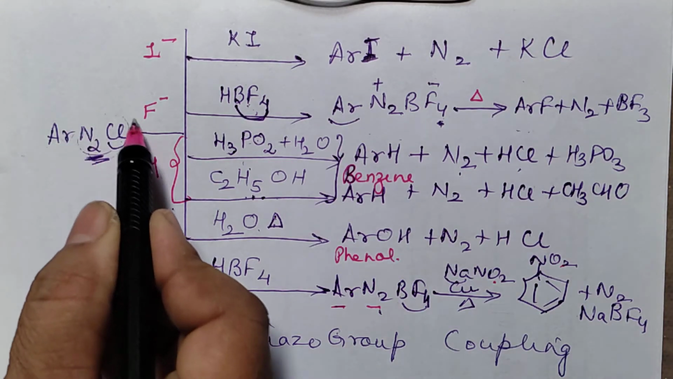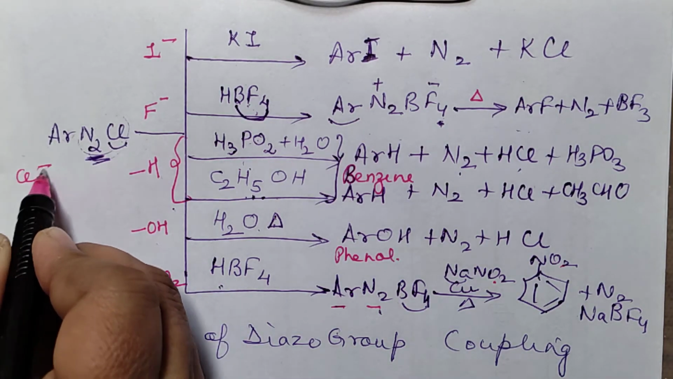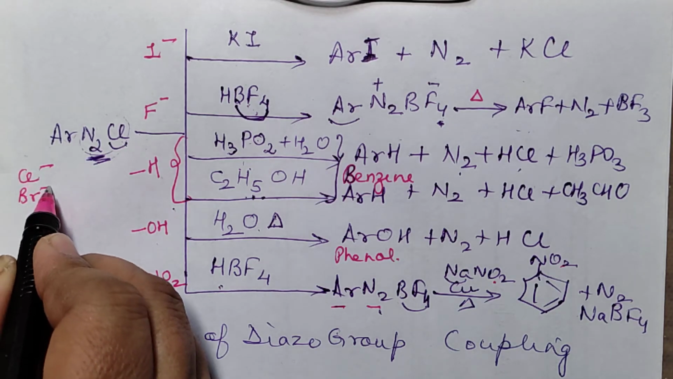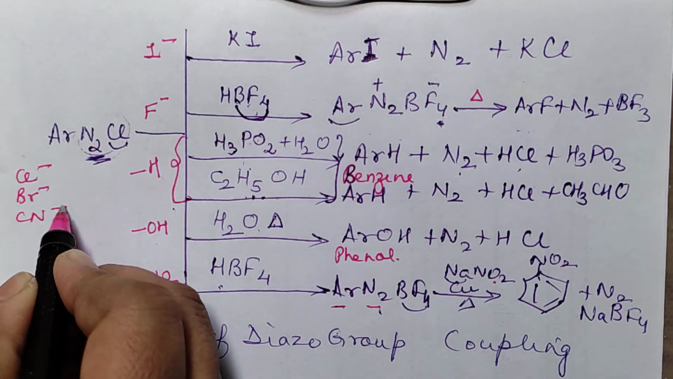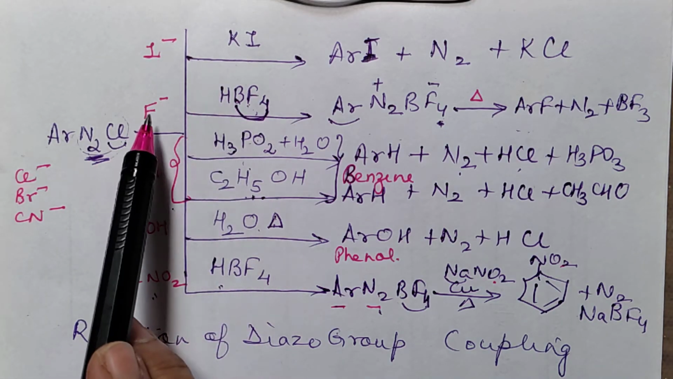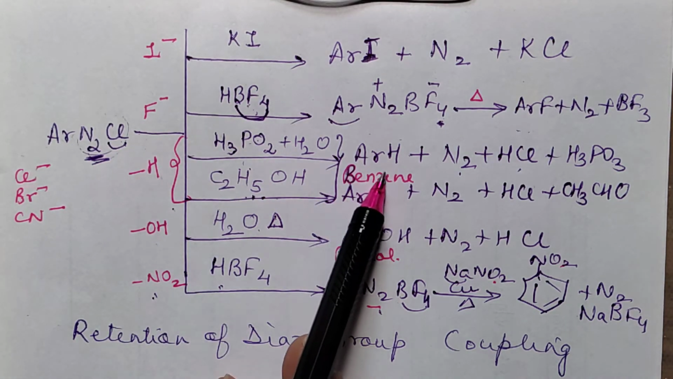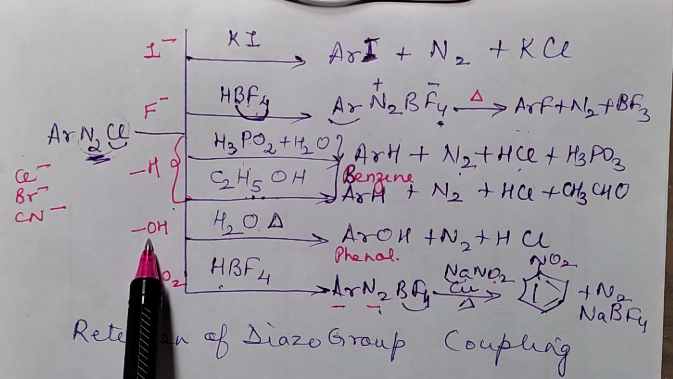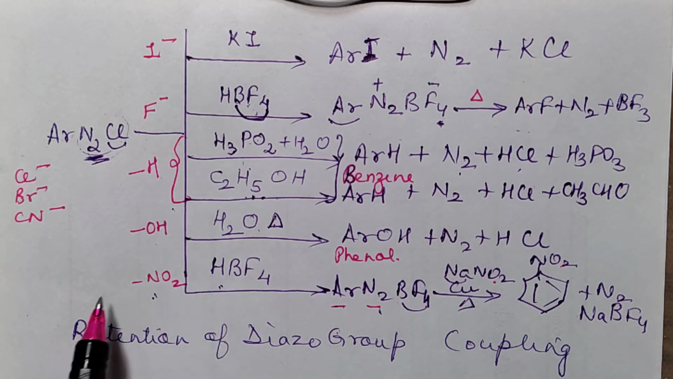You can replace this whole thing by Cl, you can replace with Br, you can replace with CN, you can replace with iodide, fluoride, convert to hydrocarbon, that is benzene, convert this to phenol by using warm water, or if this is to be converted to the nitro compound, you can use this particular reaction.